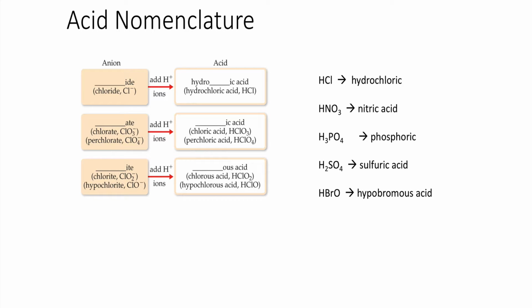And finally, HBrO. BrO- is the anion hypobromite, and so this is hypobromous acid.